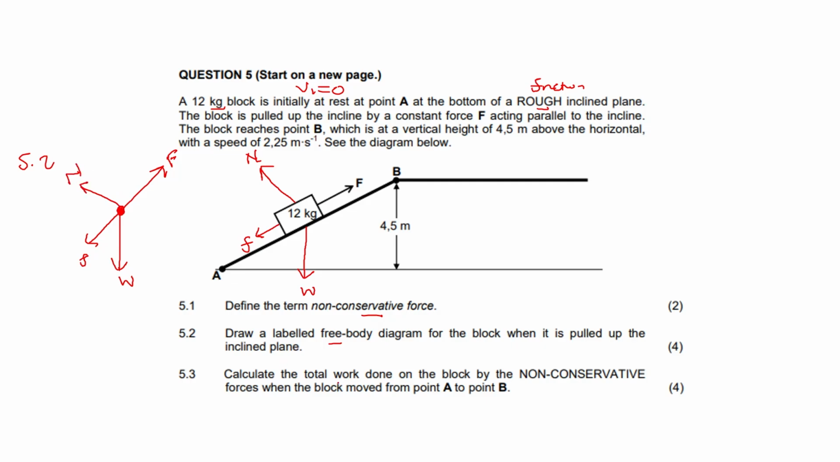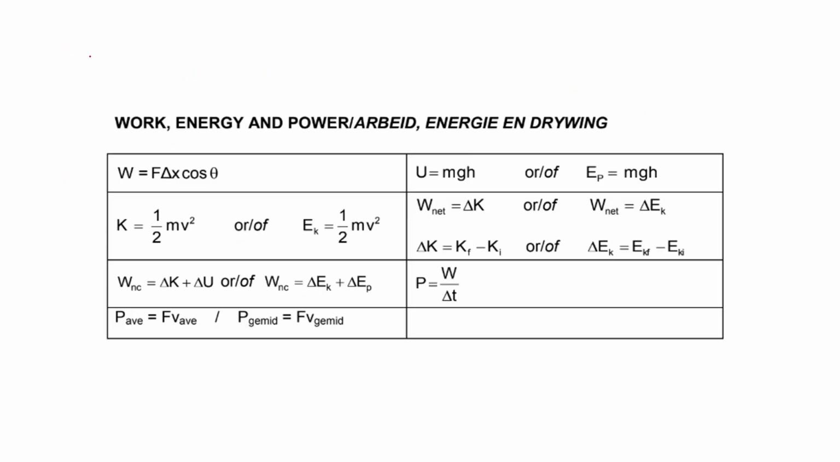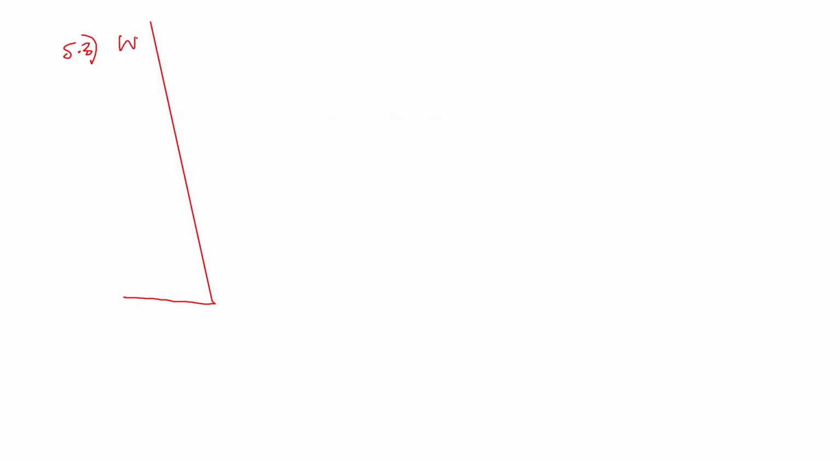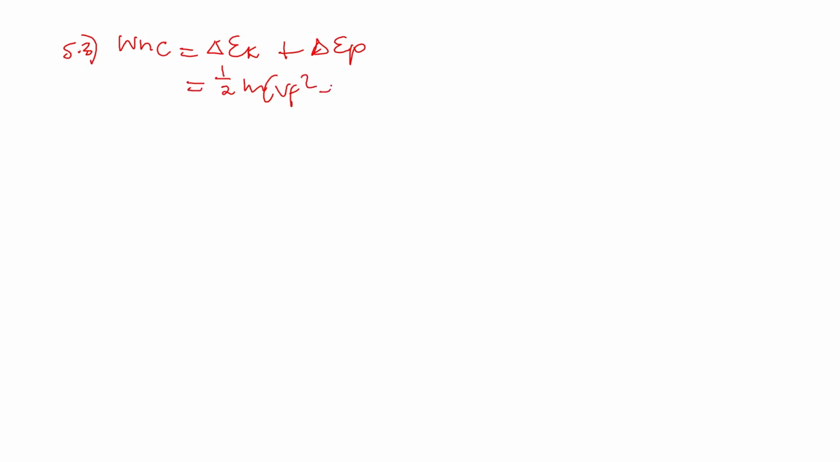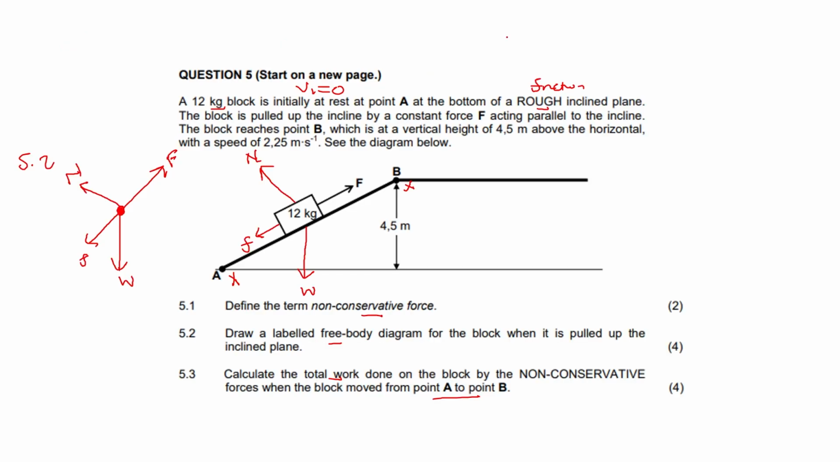5.3, calculate the total work done on the block by the non-conservative forces when the block moved from point A to point B. So from this point to that point, calculate the total work done. I'm going to write it down here and show you the formula that I'm going to use, the total work done. Kinetic plus potential. So that's going to be final velocity squared minus initial velocity squared, final height minus initial height, because remember we're working with 2 points, A and B.